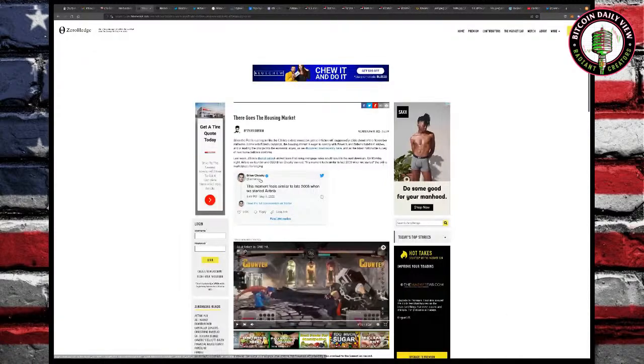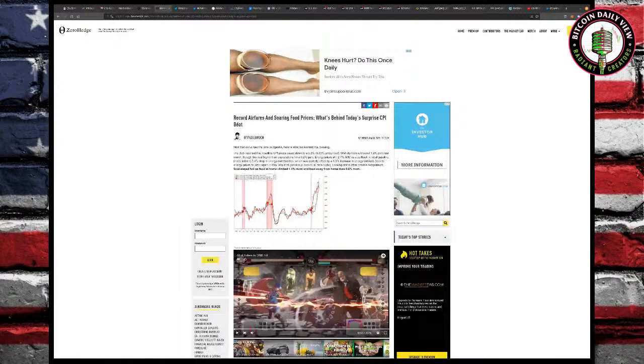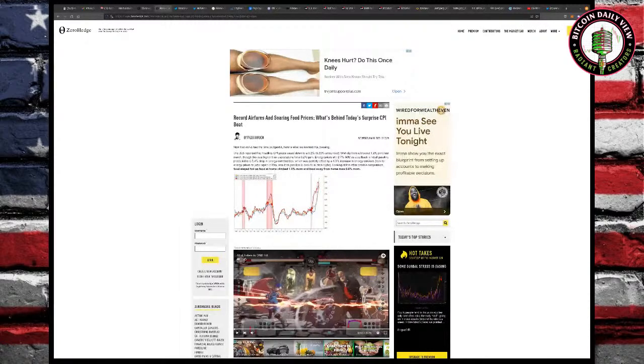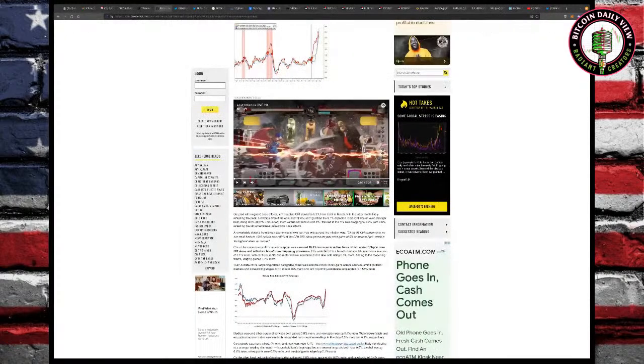Record airfare and soaring food prices. What's behind today's surprise CPI beat? We'll see what happens. It's still kind of early in the game. What I found interesting, definitely in this article, is that one of the main drivers of the upside was a record 18.6% increase in airline fares. That's interesting.